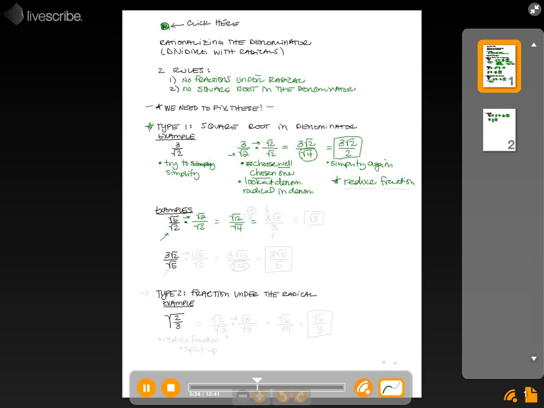Next step is to see if we can simplify again. Well, 12 breaks down into 4 and 3. 4 is a perfect square, so that means 2, because 2 is the square root of 4, comes out in front, and 3 stays underneath. The denominator should always cancel. The radical should cancel. Square root of 4 is 2. So that's what we've got now. That's simplified. Notice we have no more radical in the denominator, so that's good.